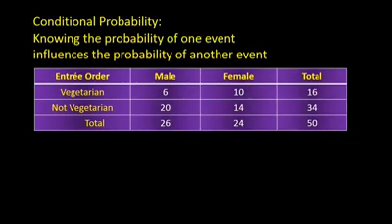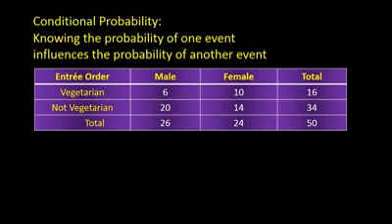The notation for conditional probability is written as follows. P, then in parentheses A with a vertical line, and then B. The way this is read is the probability of A given B. The vertical line is read as the word given. So it is the probability of A given B.